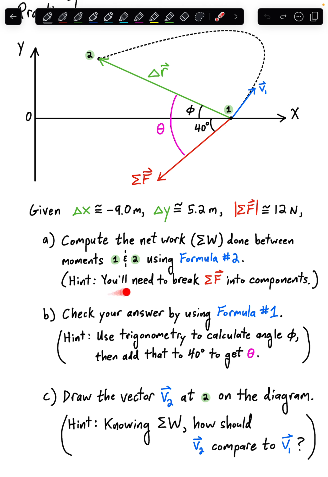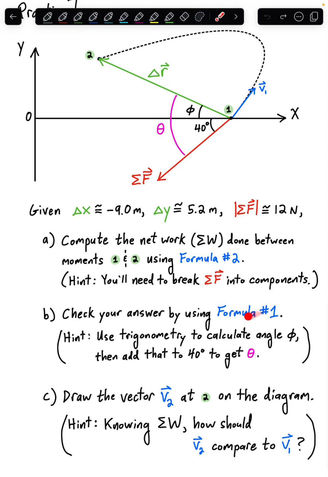And a hint: to do that, you're going to need to do some trigonometry to break that net force vector into components. You know the net force magnitude, and you know that angle, 40 degrees, there. Use that to break net force into components, and use those components in formula 2 to get the net work done on the object between those moments. Next, check that answer by using formula 1.